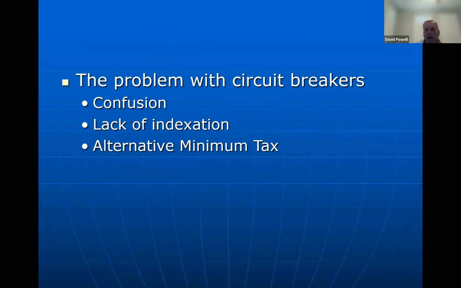The problem with these circuit breakers, like deductions and like credits, is that it introduces a lot of confusion into the system, and that people don't know what deductions they qualify for. They'll start claiming deductions that they really don't qualify for. Some people, and this is one of the major problems we oftentimes see in tax returns, will apply for what's called the earned income tax credit when they don't actually qualify for that earned income tax credit.